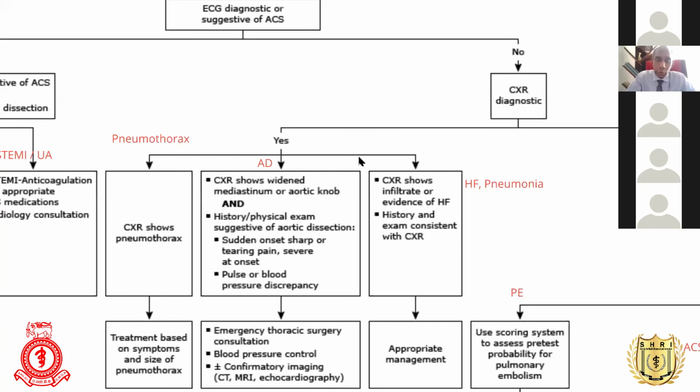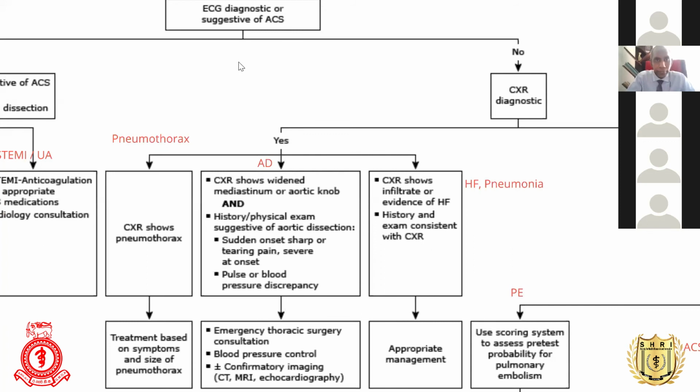And if the chest X-ray shows widened mediastinum with the history and physical exam, plus or minus risk score, suggestive of aortic dissection, that is aortic dissection until proven otherwise, so you have to go for the definitive investigation, that is CT angiogram with emergency thoracic surgery consultation. And then you might see evidence of heart failure or pneumonia in the chest X-ray, and then you can go ahead with the appropriate management of heart failure and pneumonia.